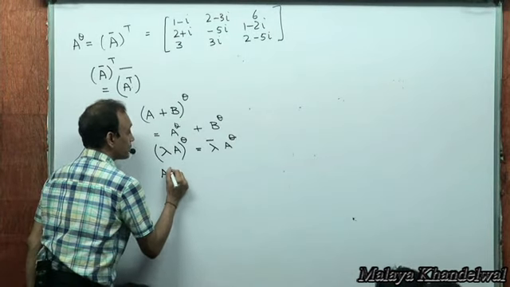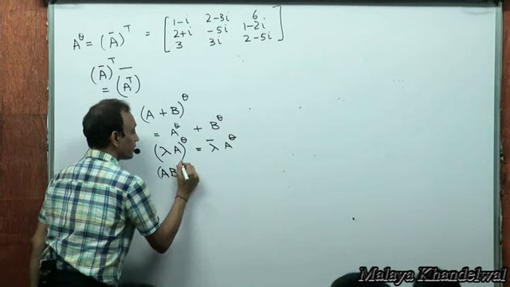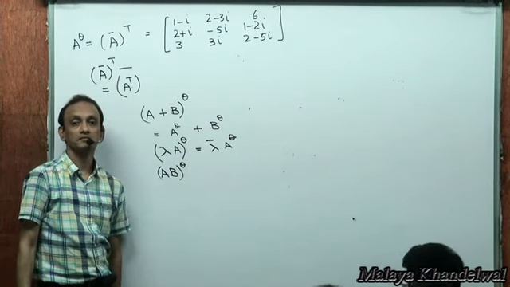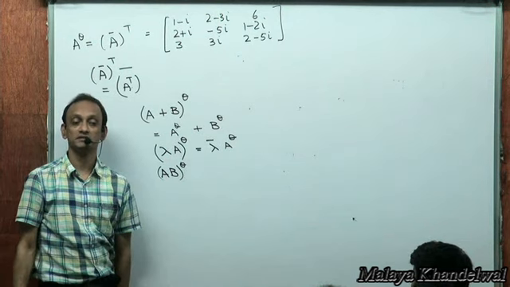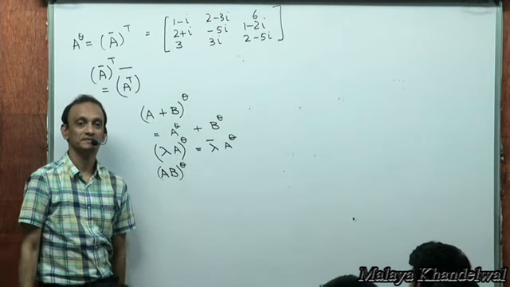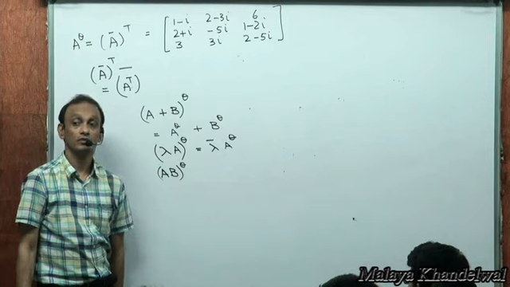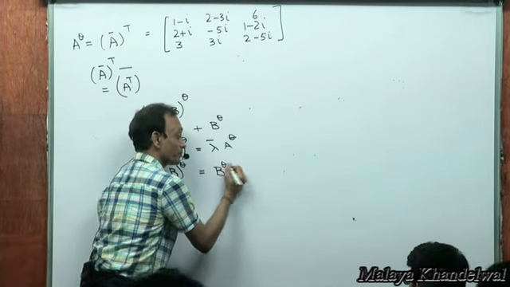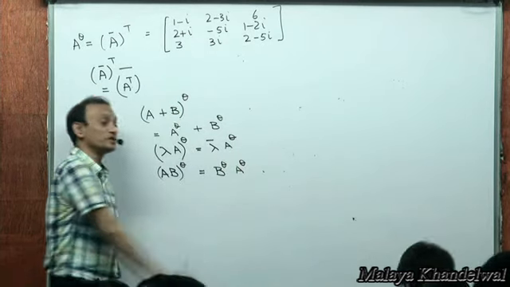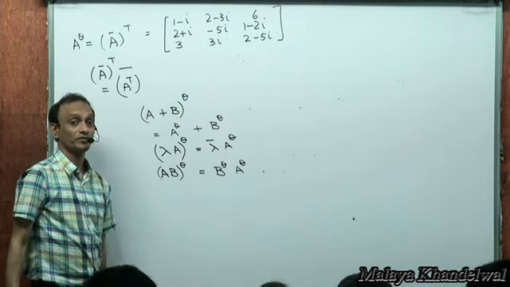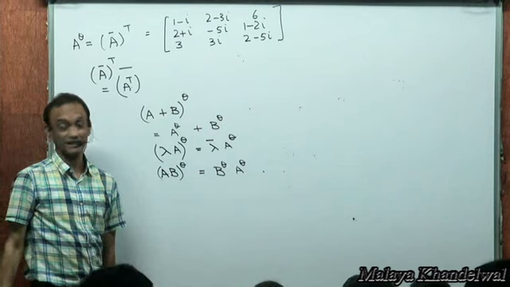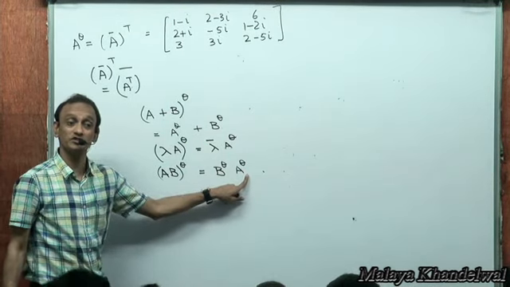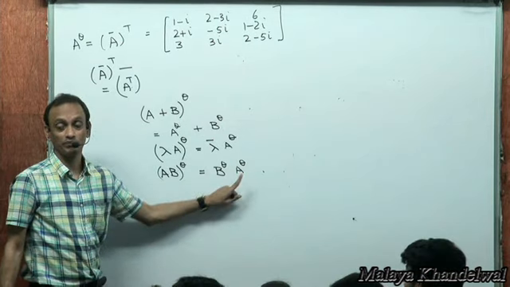And then I have an operation AB theta. Think about this. That's going to be the reversal rule. You want to check. AB theta would be B theta, A theta. This reversal rule will apply.